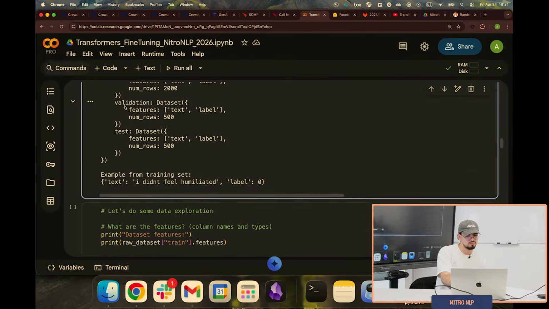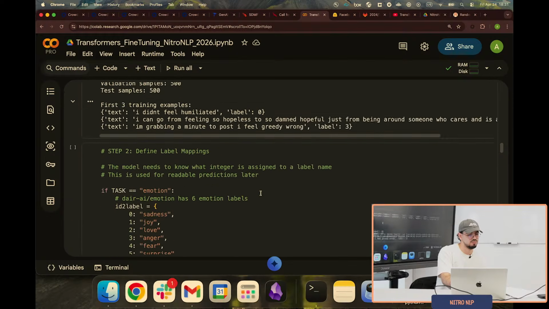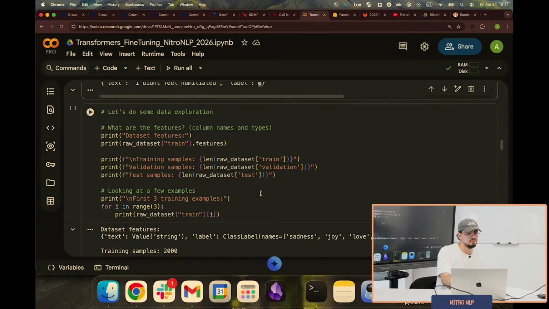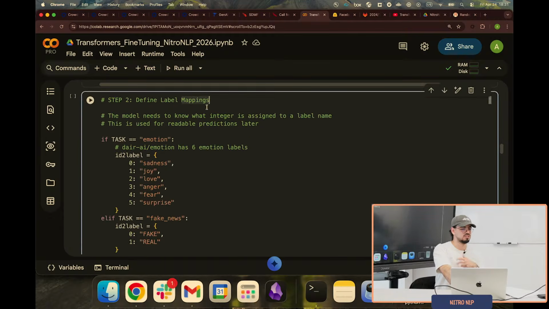Okay. Good. So an example from the training set would be, as I said, small sentences such as "I didn't feel humiliated" with the label 0. We don't know what the label 0 is yet, but we need to define the label mappings as well. Why? Because the transformer does not know what the label actually is, and we're putting a classification head on top of it. We need to define the label mappings in one direction and in the reverse.